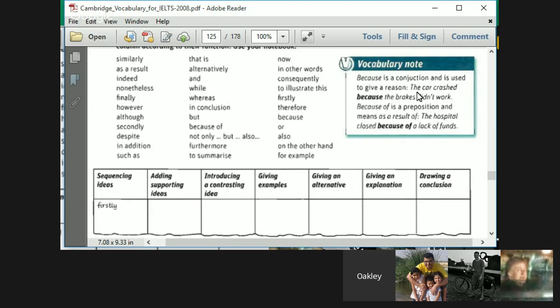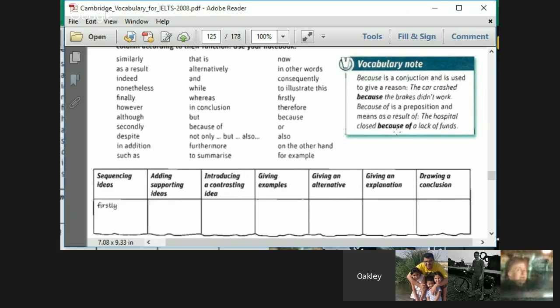Because, okay, worth noting up here. The car crashed because the brakes didn't work. Because of, together, is considered as a preposition. All right. And it means as a result of. The hospital closed because of a lack of funds. So a little difference there to be careful of.